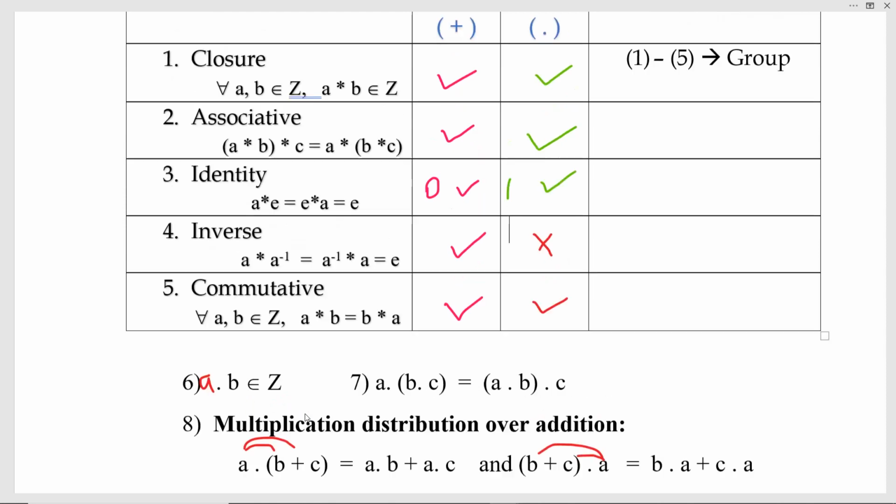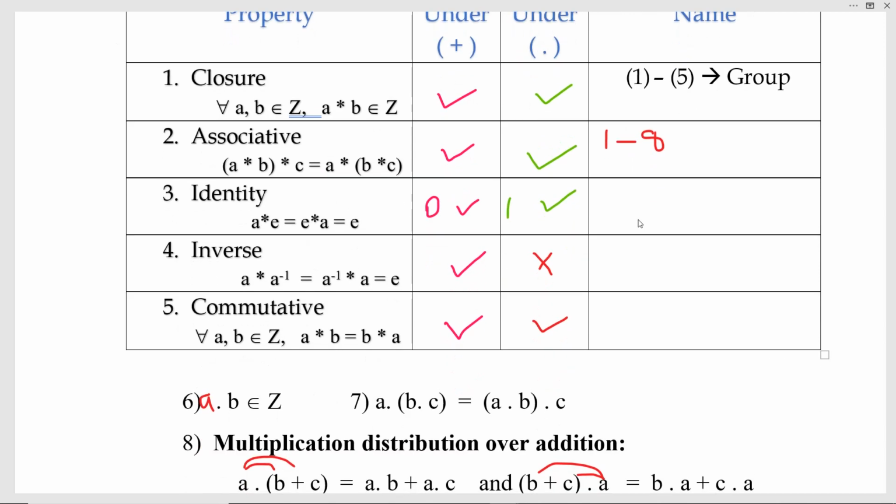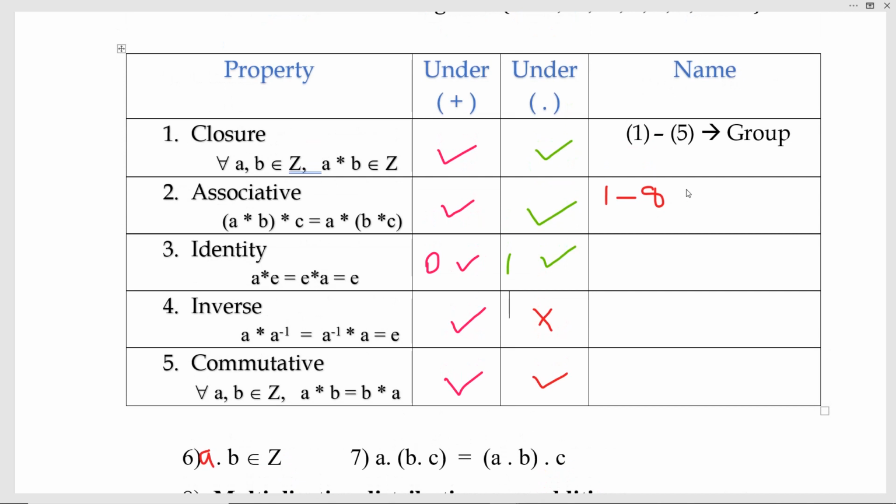So that makes 8 conditions. A non-empty set satisfying these 8 conditions is called a ring. That is, closed under multiplication, associative property satisfied under multiplication, and also the distributive law satisfied, then this concept is called a ring.